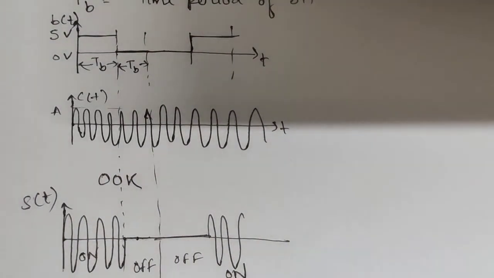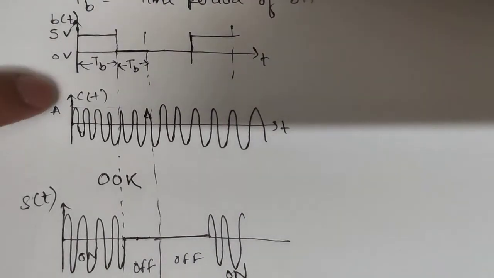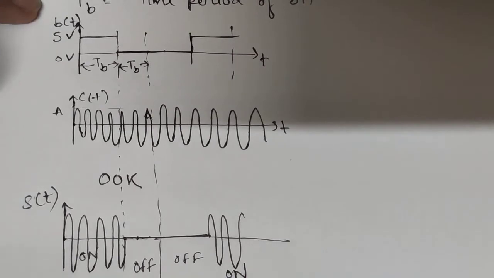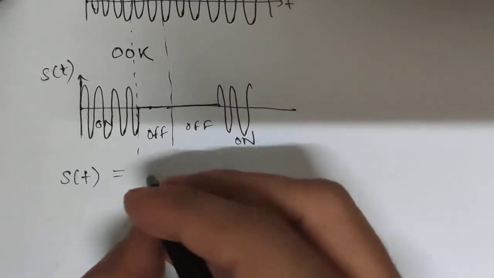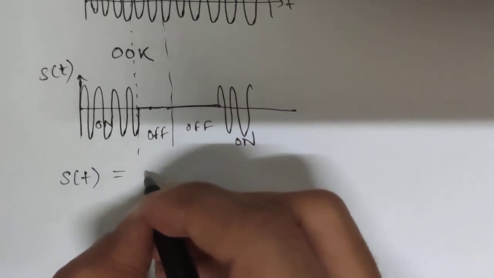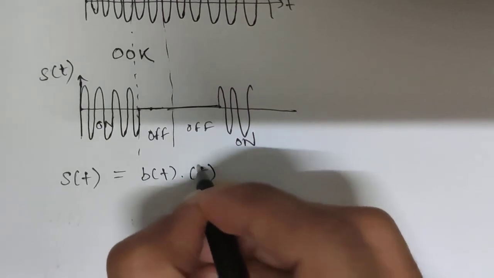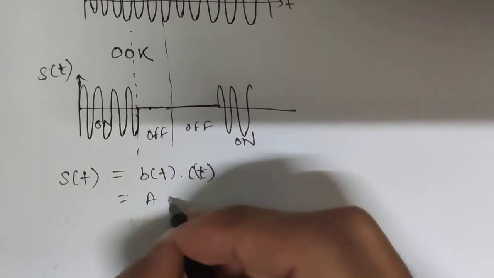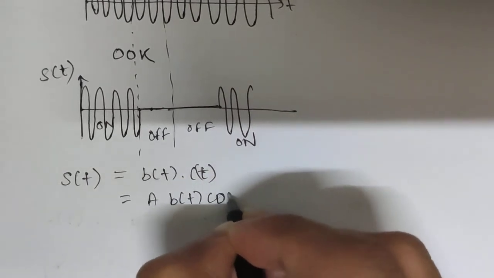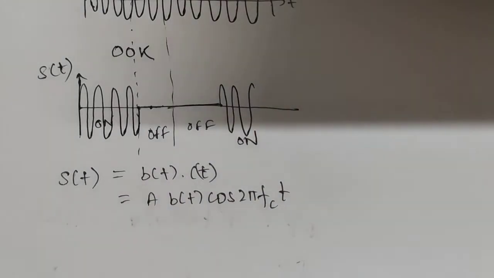I can write an equation for it also. What we are doing, we are simply multiplying the carrier and binary data. So I can write s(t) in equation form as s(t) equals b(t) into c(t). And what is c? See, it's b(t) cos 2 pi fc t. This is my modulated result.